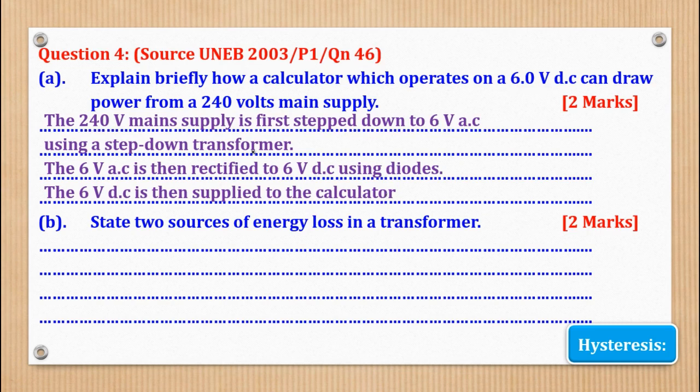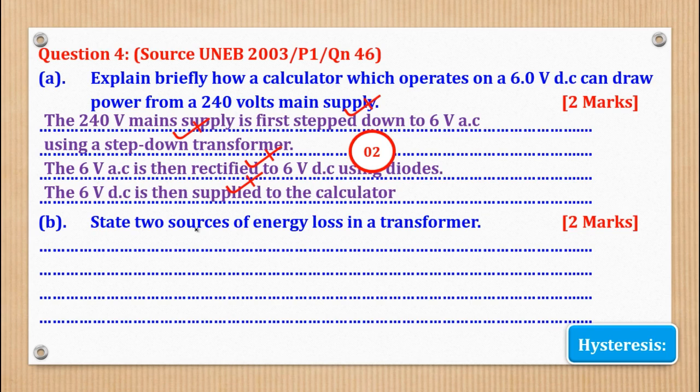Now let's see how much can be awarded. Half a mark for stepping it down using what? Using a step down transformer. Another half a mark for rectifying, another half a mark for conclusion. So basically that's how the 2 marks could come about. So now we are going to go to part B.